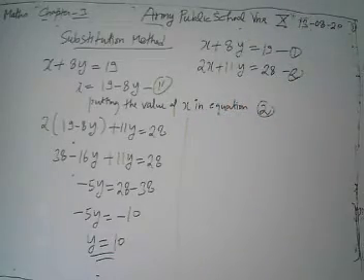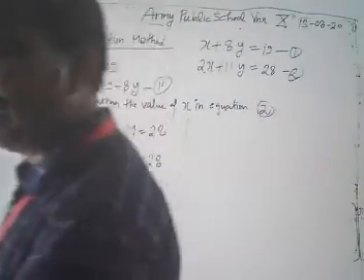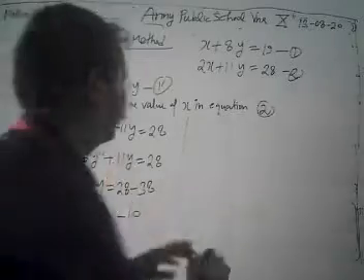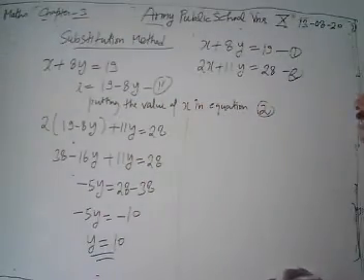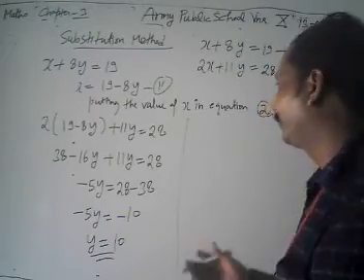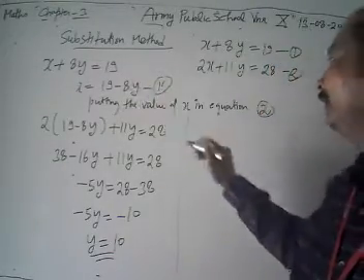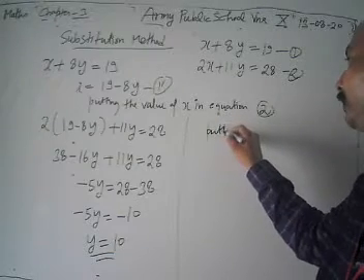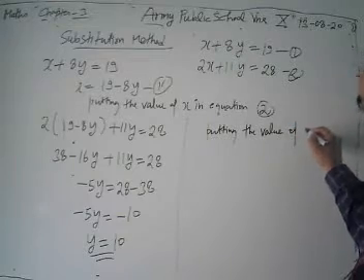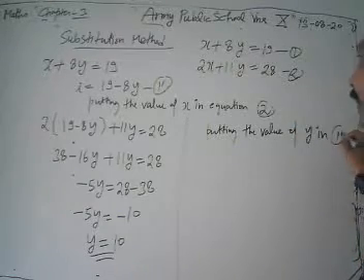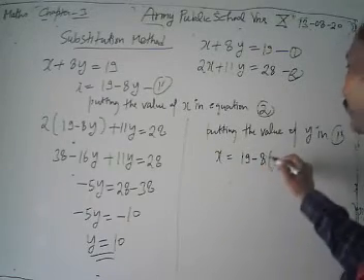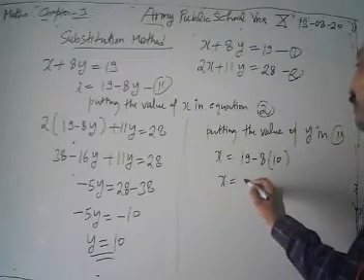After substituting, we find one variable's value. After getting it, we put this value in our first step, where we represent one variable in terms of the other. We are going to put the value of y in 1 prime. Then we get x equal to 19 minus 8 into y.